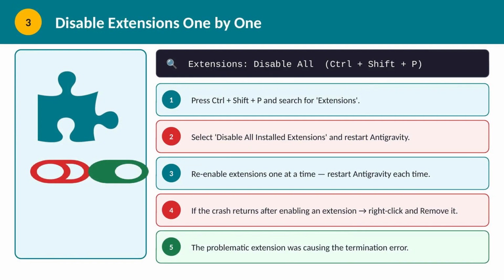Fix 3. Check extensions. Older extensions that are not fully compatible with the latest updates can break the agent. Press Ctrl plus Shift plus P, type extensions, and select the option to disable all installed extensions. Restart Antigravity. Re-enable extensions one at a time. If the crash returns after enabling a specific extension, remove that extension.